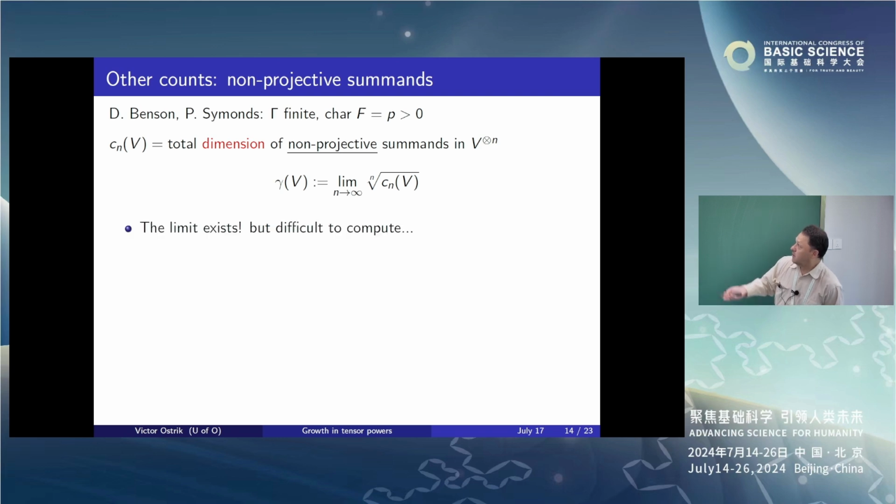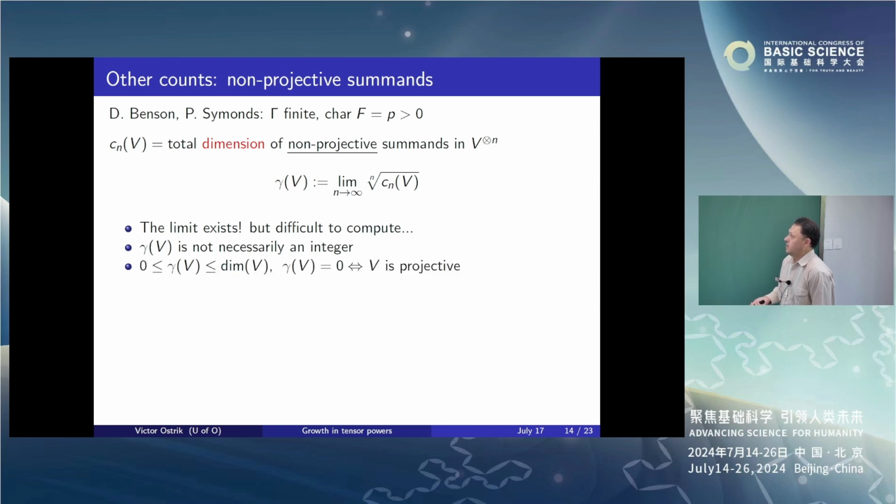And Benson and Symonds proved a bunch of results about this limit. So it's an interesting invariant of a representation now. There is no answer for this right away. It's just something interesting, but not obvious. For example, this limit is not always an integer, whereas before it was just the dimension of V. This limit is always between 0 and the dimension of V, and it's 0 only for projective modules.